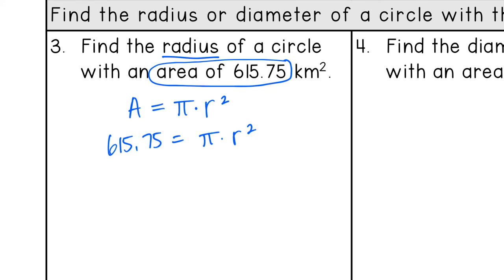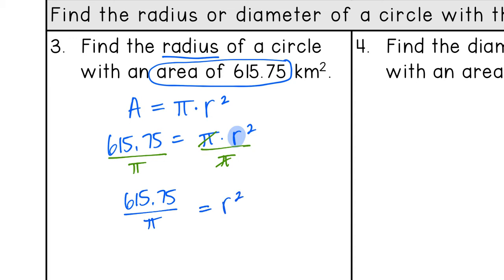So our job now is to get this r by itself. So I'm going to start off by dividing by pi. That way it can cancel from the right, but we also need to do that to the left. So now I'm left with 615.75 divided by pi is equal to r squared. So we're almost there. This is r squared, and I only want it to be regular r. So to get rid of that square, we are going to square root, and we need to do that to both sides.